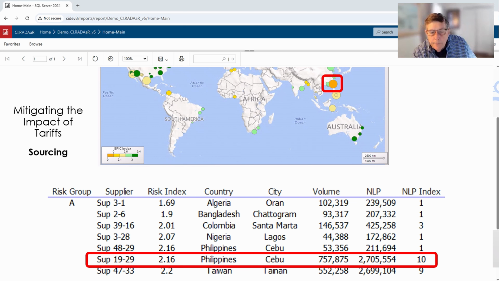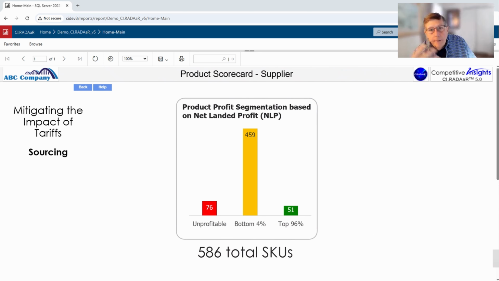But what happens if I can show you within that supplier location, one location, and 580 products that they make for us, only 51 of them give me 80% of my profit? Now my tariff mitigation strategy is going to be very different for the 51 versus the 459 versus the 76.